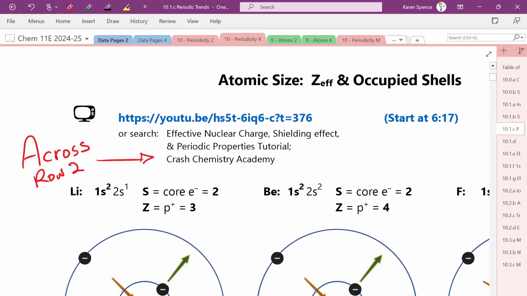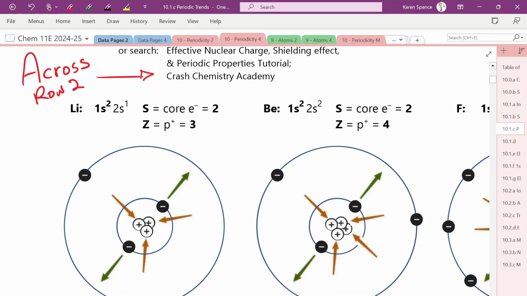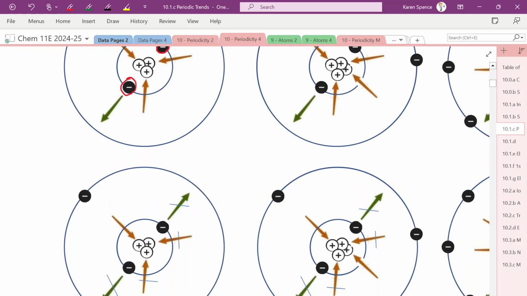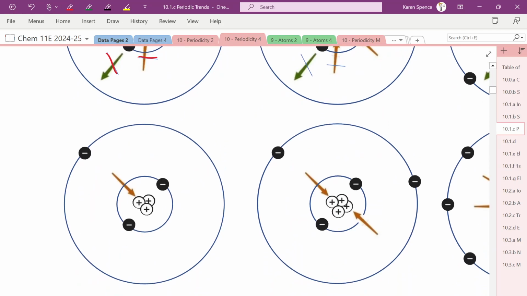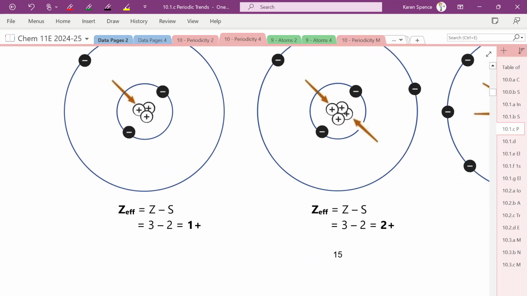So we start with lithium, which we just did. It's got its 3 protons, so 3 things pulling in. It's got 2 electrons in its inner core, so it's got 2 things pushing out. We cancel all those out, and we're left with 1 thing pulling in. So our Zeff is 3 minus 2, which is +1.